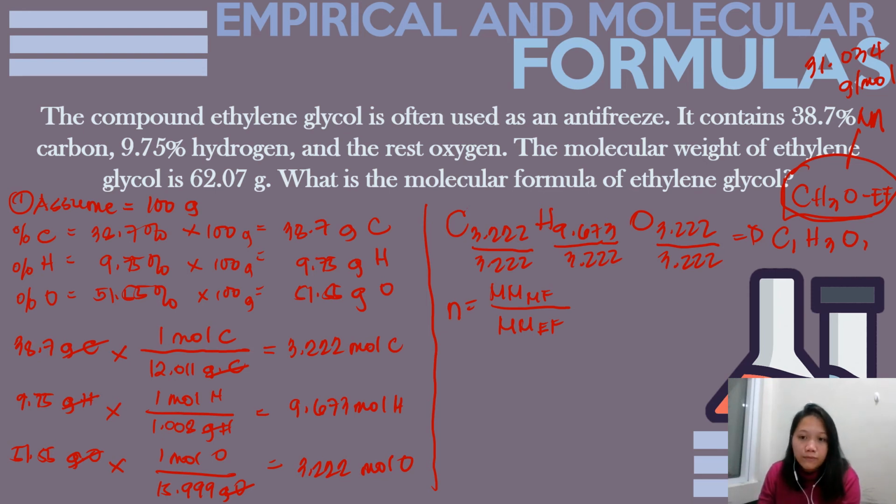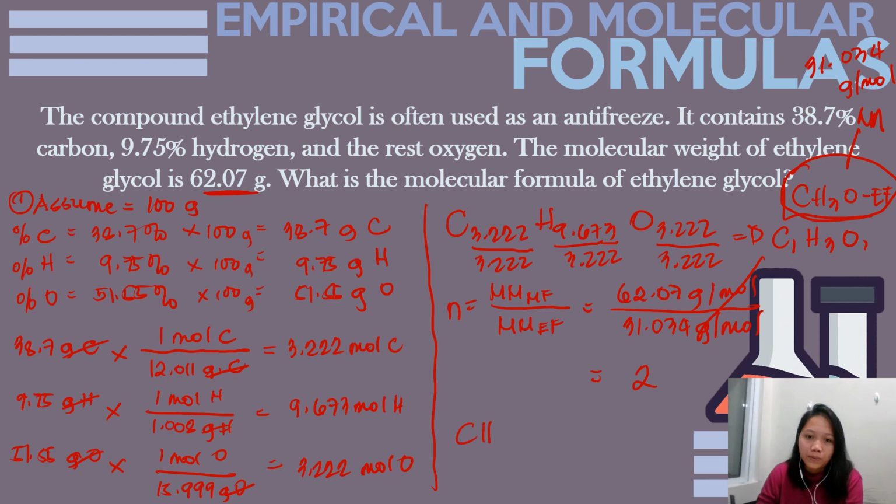Then if you already have solved the molar mass of your empirical formula, then we're good to go because the molar mass of your molecular formula is already given in the problem. So you have 62.07 grams per mole and you have 31.034 grams per mole of your empirical formula. All you have to do is to cancel. If you divide that, you'll get a number 2. That means we need to multiply our empirical formula by 2.